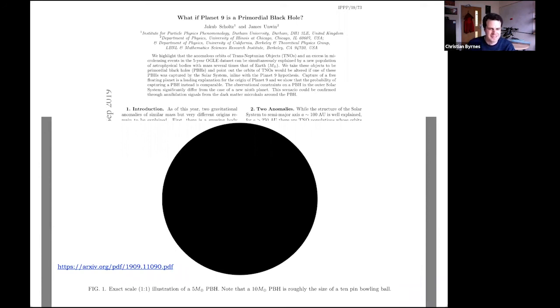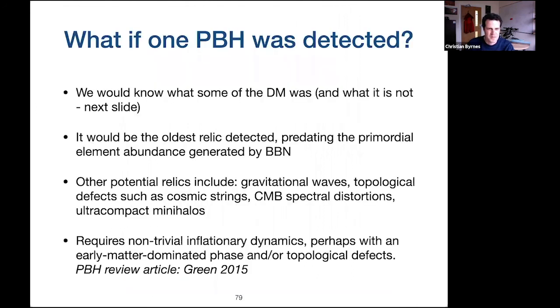But it's quite an original scenario. Let me now go on to what would happen if there was a definitive detection of one primordial black hole. Well, then we would know what some of the dark matter is, because any primordial black holes will be some dark matter. It would be the oldest relic detected, predating the Big Bang nucleosynthesis by many, many orders of magnitude, closer towards the Big Bang.